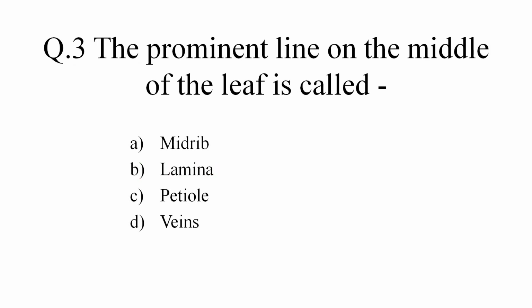Question number 3. The prominent line on the middle of the leaf is called. Option A, midrib. Option B, lamina. Option C, petiole. Option D, veins. And the correct answer is option A, midrib.